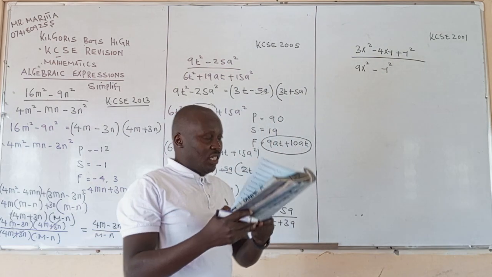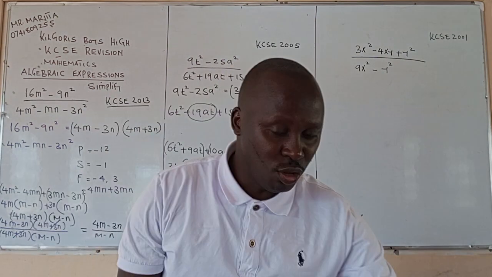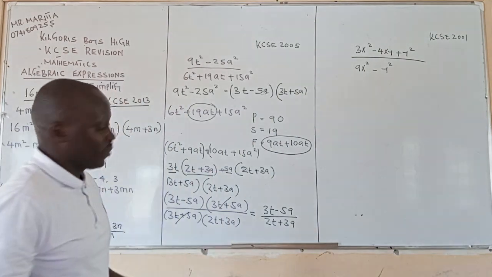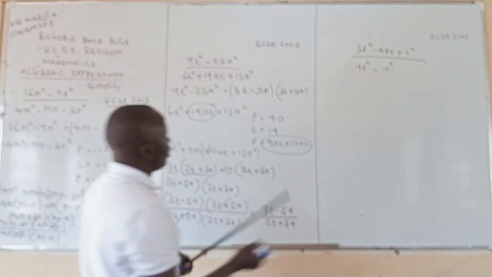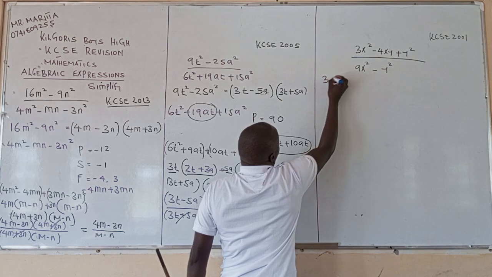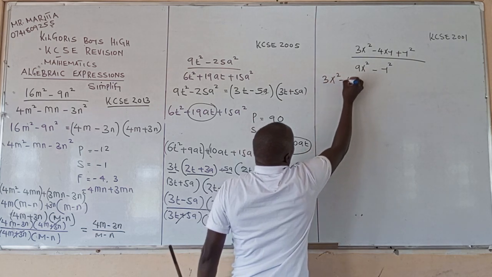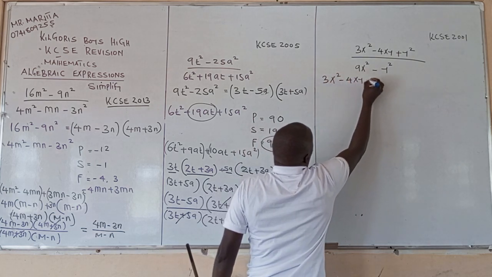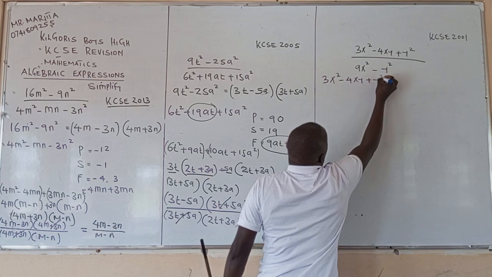So the question is simplify the expression. So to simplify this expression, you start with 3x squared minus 4xy, then plus y squared.